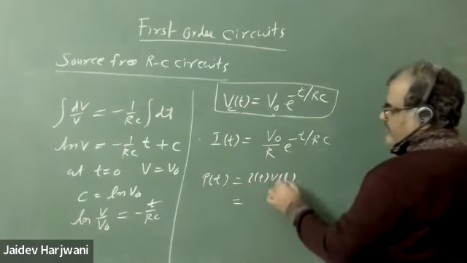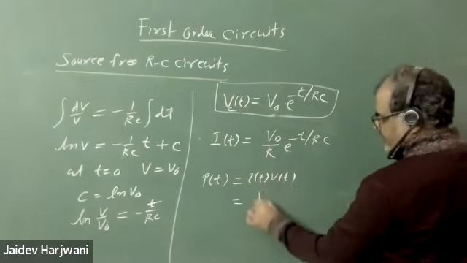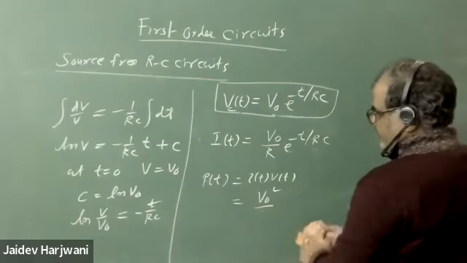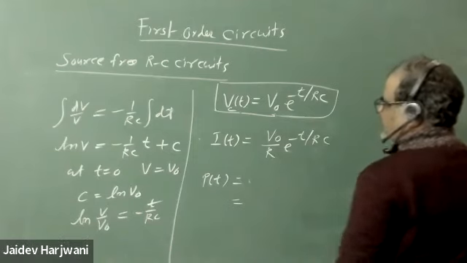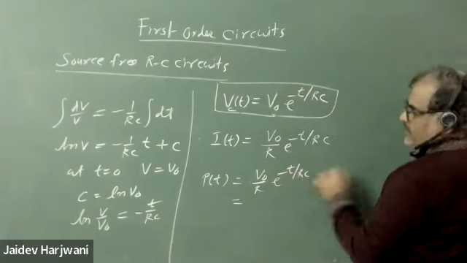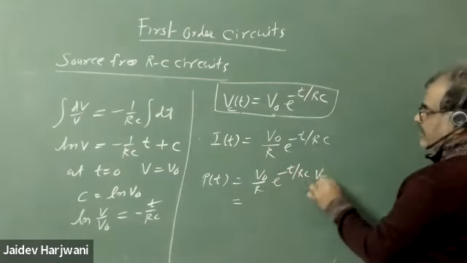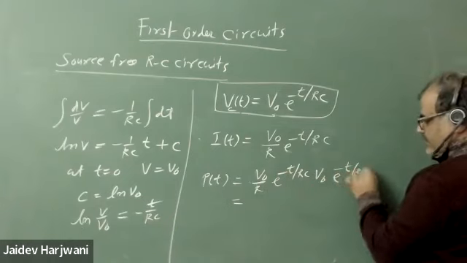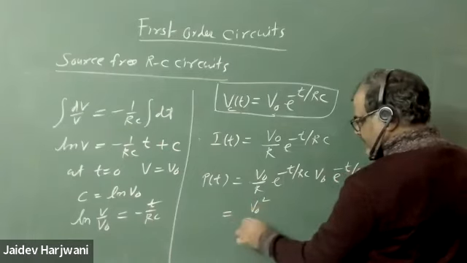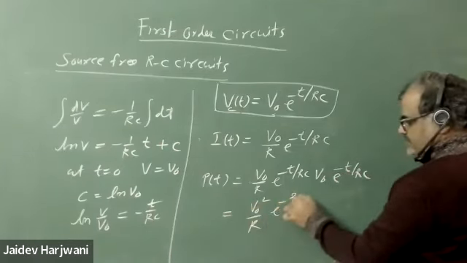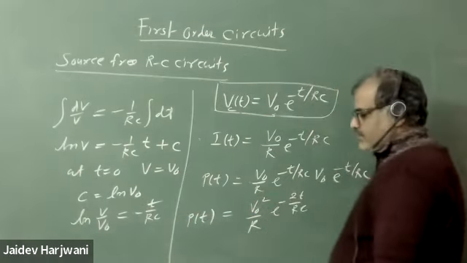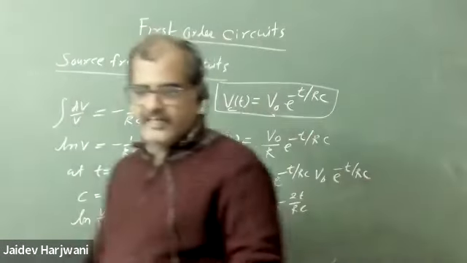So if I put this, it will give me V naught square upon... what should I write? I(t) is V naught upon R, e power minus t upon RC, and V(t) is V naught e power minus t upon RC, and this can be written as V naught square upon R, e power minus 2t upon RC. So this is the required power at time t.